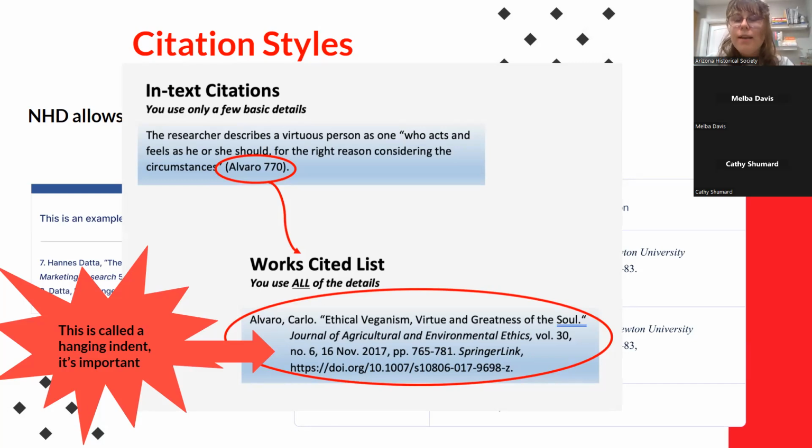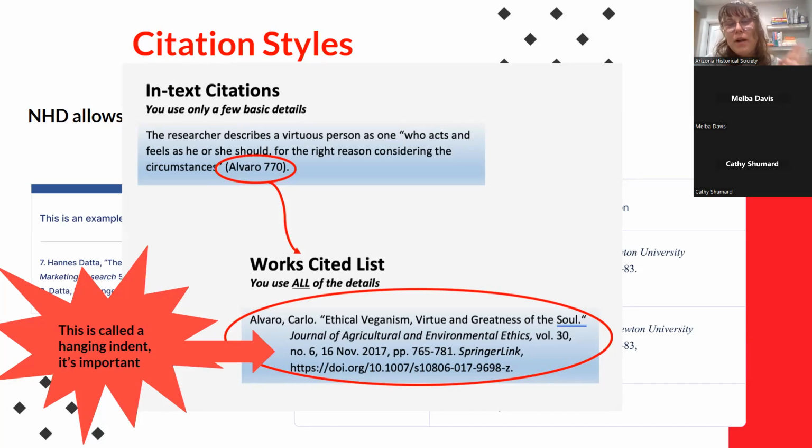It's important, and it needs to be formatted correctly. So if you need help forming a hanging indent, talk to your teacher, talk to a librarian. I can show you how to do it on Microsoft Word if you want to send us an email at nhdaz at azhs.gov. But hanging indent, super, super important.